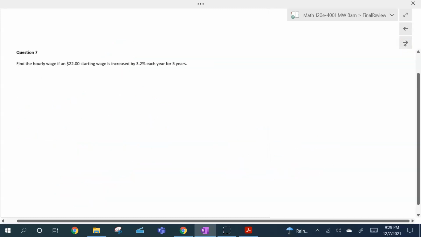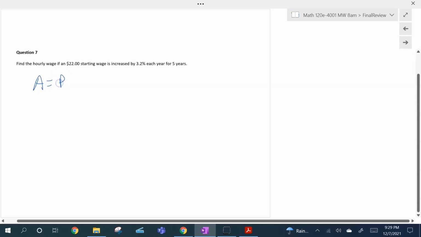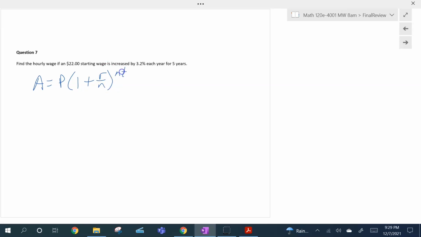Alright, number 7 here. Find the hourly wage if the $22 starting wage is increased by 3.2% each year for 5 years. Well, this is exponential growth. So I'm going to use the balance is the principal times 1 plus r over n. Now our compounding is annually, each year. N is 1 here. Since n is 1, I can write this as P times 1 plus r to the t.